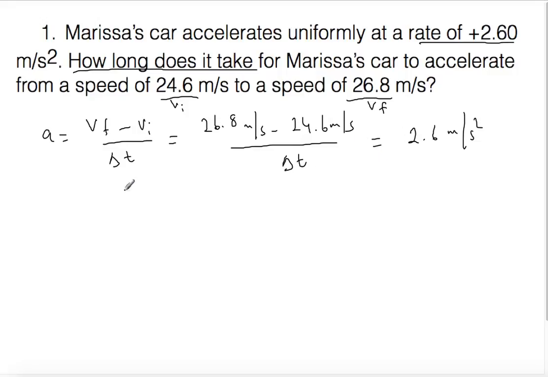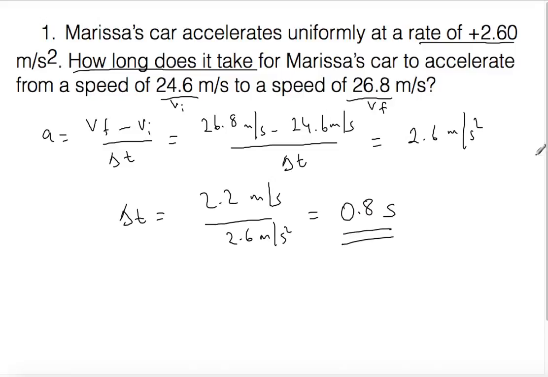So when we cross multiply, delta t equals 2.2 meters per second over 2.6 meters per second squared, so the time taken is 0.8 seconds. We can continue with the second question.